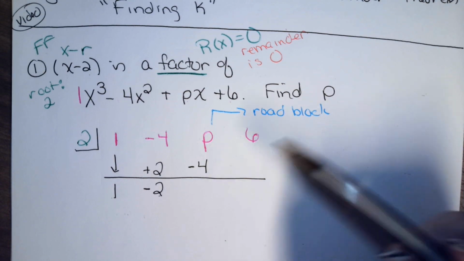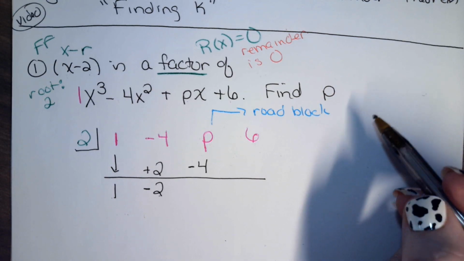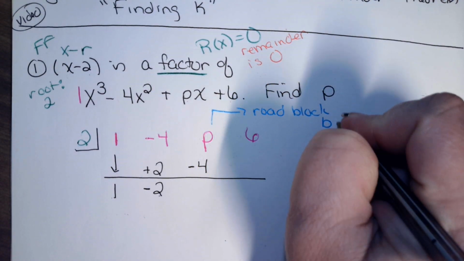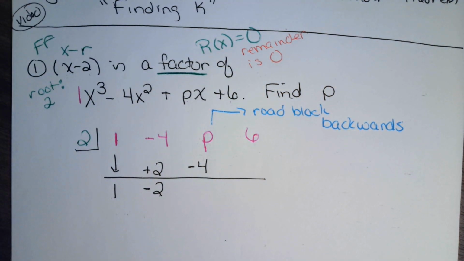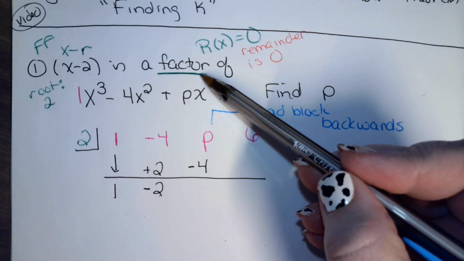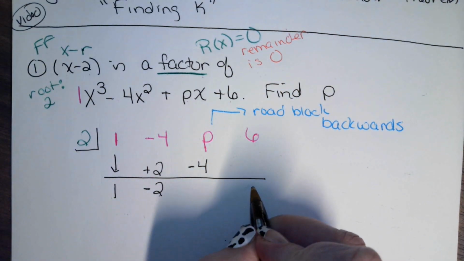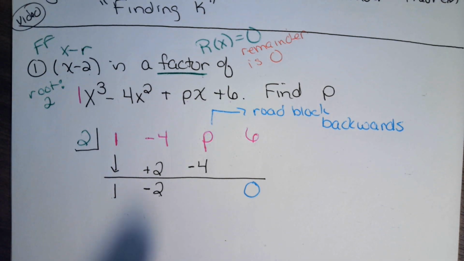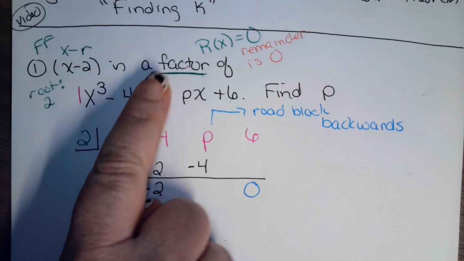Speaking of working forward and hitting a roadblock, usually if we hit a roadblock, we can't go beyond it, so we have to turn around and go back to where we started. So if you hit a roadblock, you're going to have to work backwards. What do I mean by this? This is where knowing that this is a factor comes into play. What do we know the last number is going to be since it's a factor? The last number is going to be your remainder of 0. So right here, this last number is a 0. Remember we talked about that whatever that last number is, that's always the remainder. Since it's a factor, the remainder is 0.